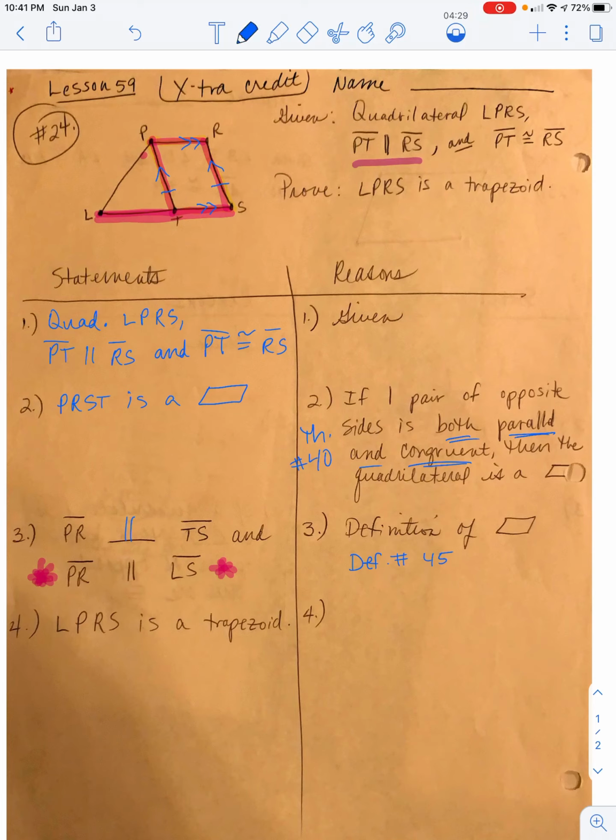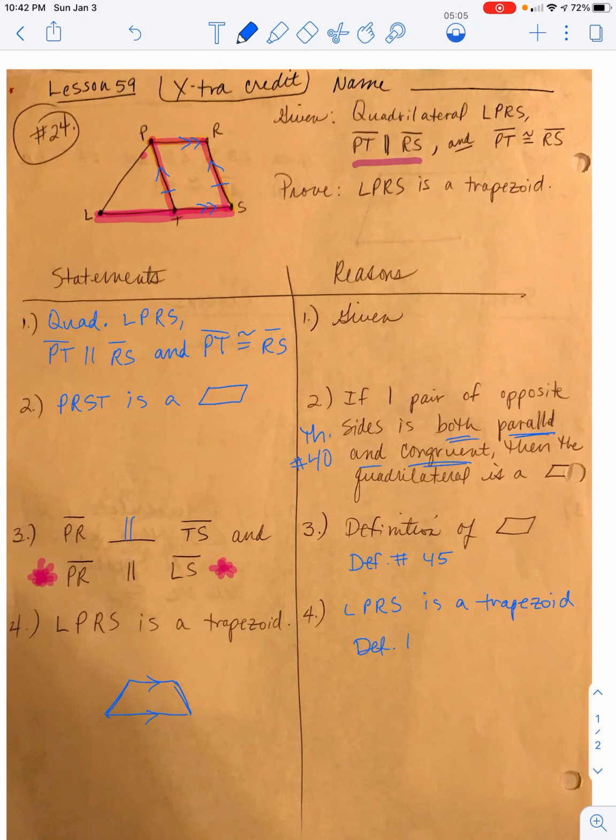All right, now we can say that LPRS is a trapezoid, because all we needed for a trapezoid is, remember, let me draw this down here, a trapezoid has one pair of parallel lines. They don't have to be congruent. They won't be congruent because these legs right here make it not so. But now we can say that LPRS is in fact a trapezoid.